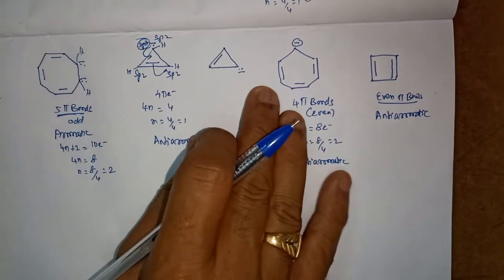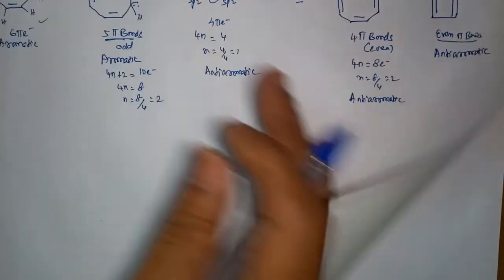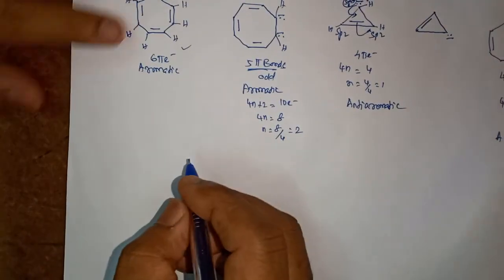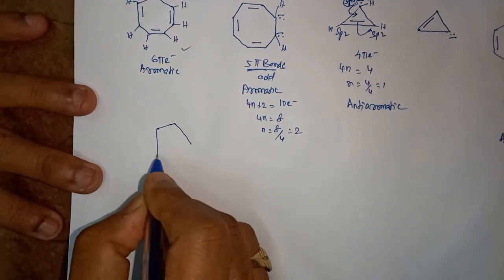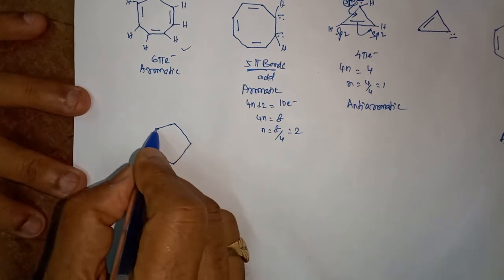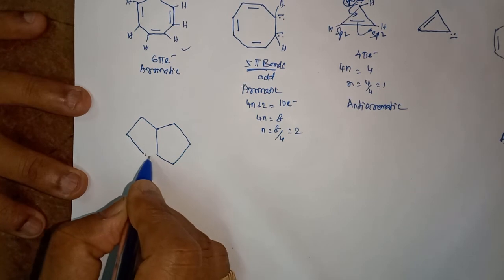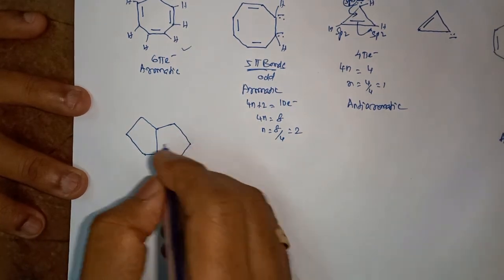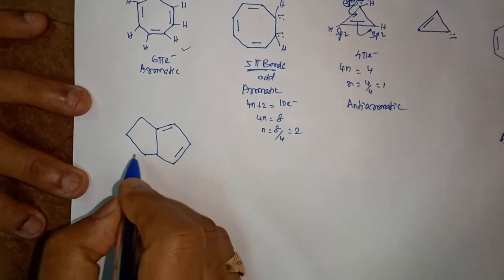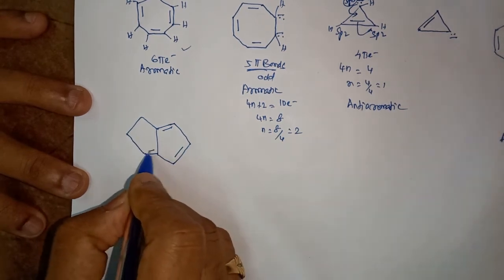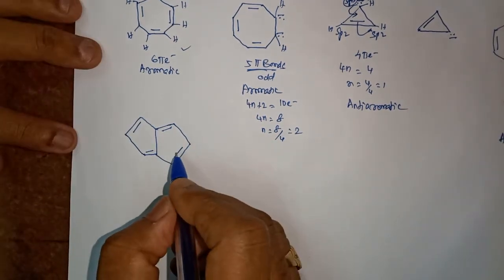One more we can go for, that is called pentalene. You see how I am taking the pentalene compound. It is like this. Now how to draw the structure for this? Here 1, I can draw here 1. So here 1, then here 1. Now you count the total number of pi bonds: 1, 2, 3, 4.